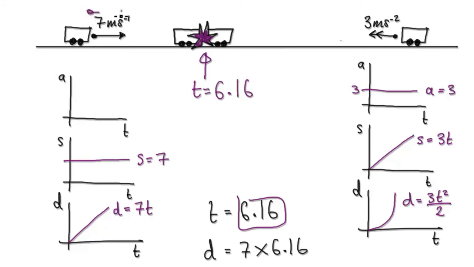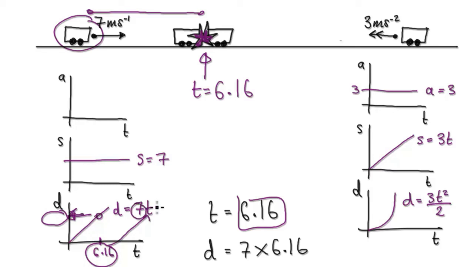If you want to find out this distance here, put this time into this graph. So 6.16. Where will this car be at time equals 6.16? So just put it into here, and then it will tell you the distance. It will tell you the distance right here. So put this thing into here.